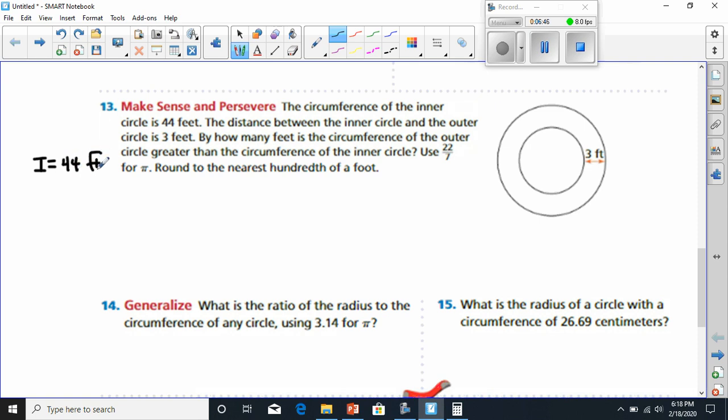So to find the difference, I need to find out what is the outside. Well, before I can figure out how much the outside is, I need to figure out what the diameter of the inside of this circle is. Okay? So to do that, I'm going to use my formula because they gave me the circumference. I can find the diameter by using the formula diameter times pi is equal to the circumference. Well, if this is true, we know the circumference is 44 feet, so we're going to change out circumference for 44. And I said pi is 22/7.